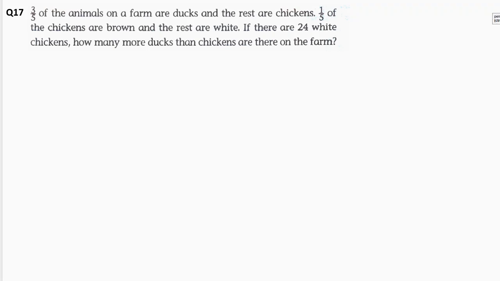3/5 of the animals on a farm are ducks, and the rest are chickens. 1/5 of the chickens are brown and the rest are white. If there are 24 white chickens, how many more ducks than chickens are there on the farm?